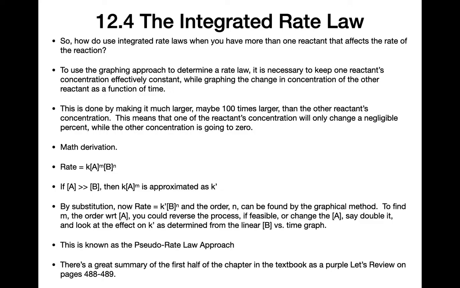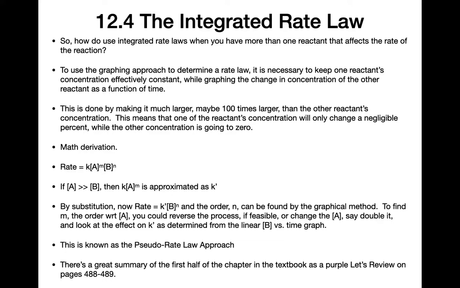So by making the concentration of one reactant much larger than the other reactant, you can effectively turn a reaction which has two reactants both affecting the rate into a reaction where only one reactant affects the rate. The low concentration reactant is going to affect the rate. The high concentration reactant, because it's effectively constant and changes negligibly, is not going to affect the rate. So let me show you mathematically how that works. Let's say we had two concentrations, A and B, and they both affect the rate.